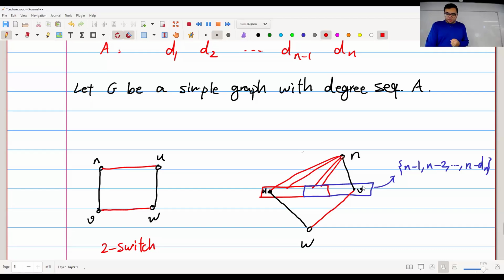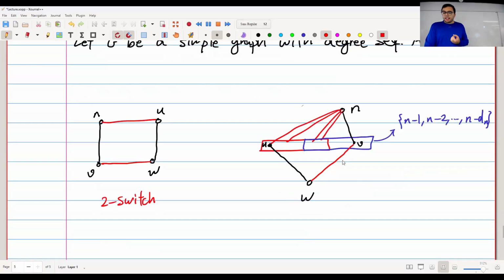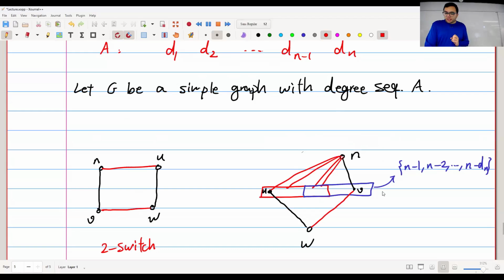So what is W? W is any vertex that is a neighbor of V, but not a neighbor of U, right? But here's the thing. Which one has a higher degree, V or U? V has a higher degree than U. So there is definitely a neighbor of V that is not a neighbor of U, right? What if they have the same degree? Yeah, if they have the same degree, then it means that the two sets are already the same, right?